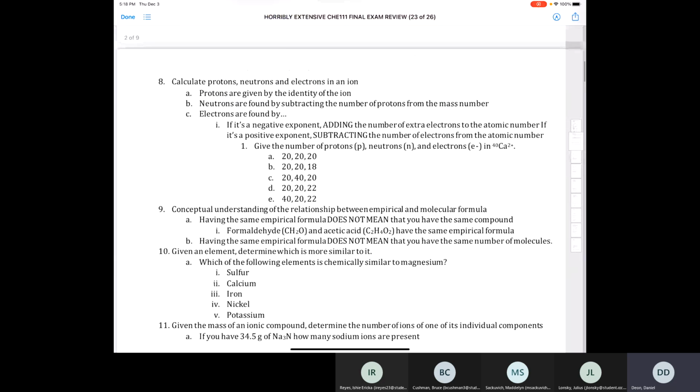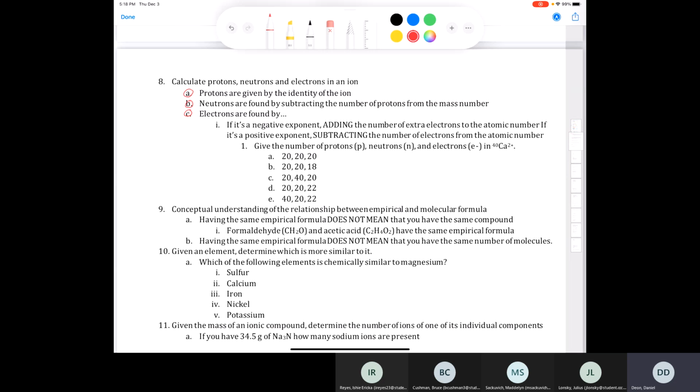Number 8, calculate the number of protons, neutrons, and electrons. We've already looked at that this evening. Remember that protons give the identity of the atom or ion. Neutrons are found by subtracting the number of protons from the mass number. And electrons, well, if it's negative, you add extra electrons, and if it's positive, you subtract them. Remember, electrons are negative, right? So don't get caught in the trap of, well, if it's positive, I must add more electrons. No, absolutely not. Okay, it's asking us a question here.